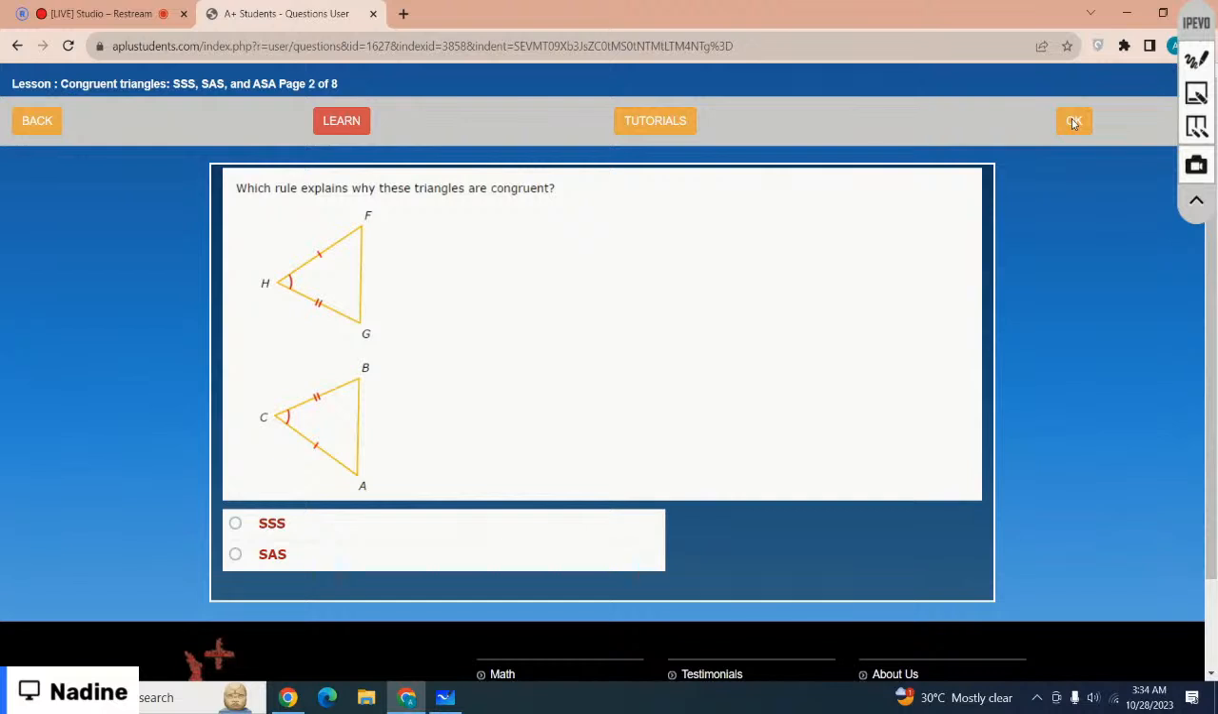Okay, which rule explains why these triangles are congruent? So, which is the correct option? They are side angle side, right? You can see two sides and an angle between them, so that would be side angle side.